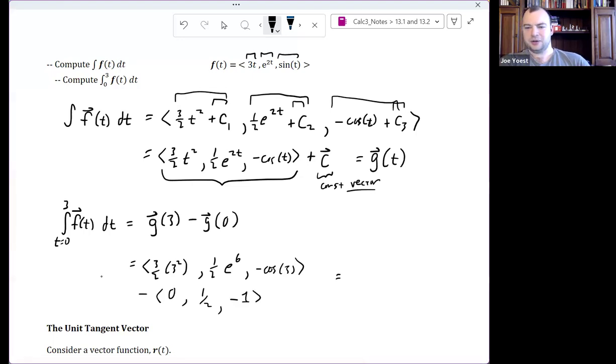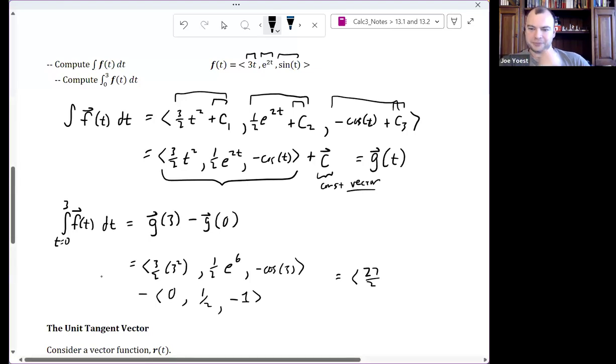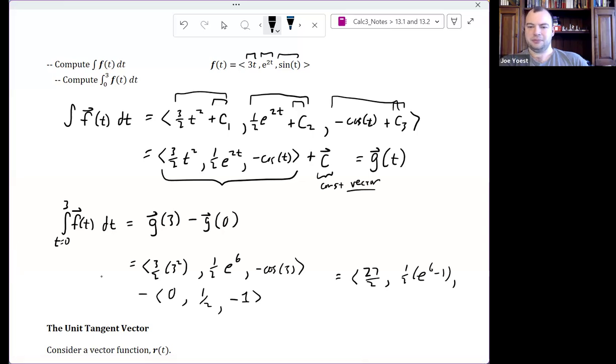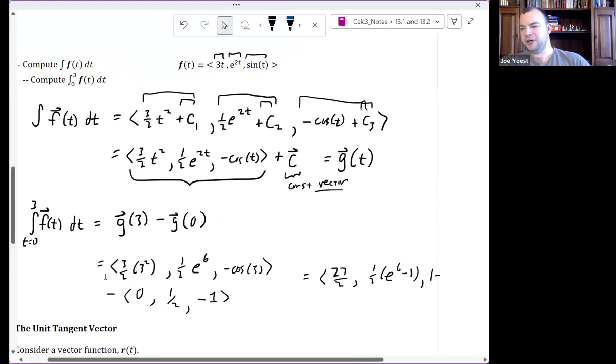And putting these together, what do I get? For my first component, I get 3/2 times 3 squared, that's 27/2 minus 0. For my second component, I get 1/2 times e to the 6 minus 1. And for my third component, I get negative cos of 3 minus a -1. So that's 1 minus cos of 3.